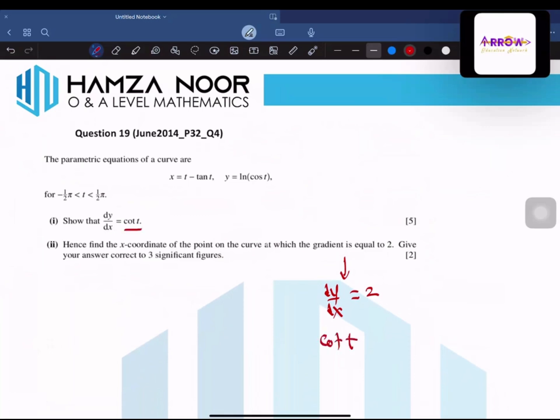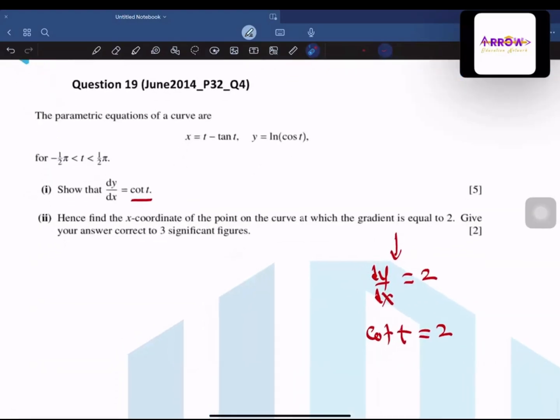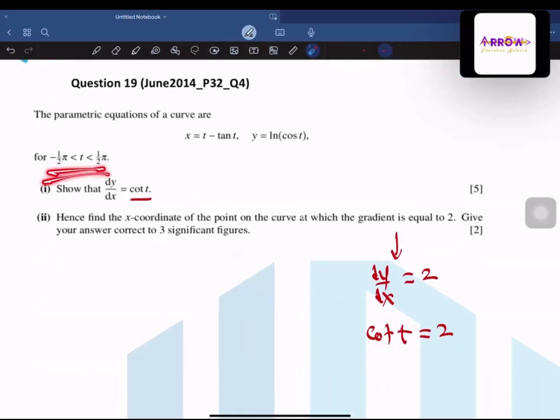So cot t will be equal to 2, and we need to solve this trigonometric equation in the interval that t is greater than minus pi over 2 and less than pi over 2. This is basically the interval which you are given over here. And as you know, we need the x coordinate of the point on the curve. So obviously x as a function of t is given to us. First of all, we need to find the value of t at which the gradient is equal to 2. Does this make sense to you or not? Step by step, right?